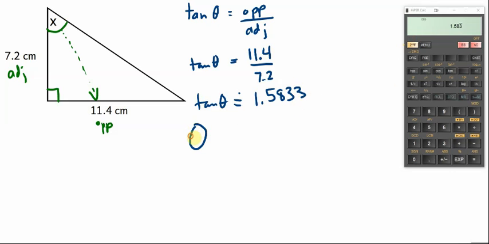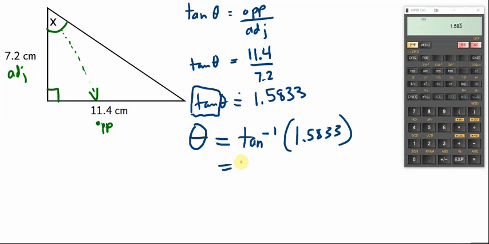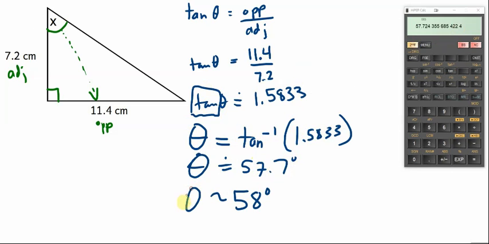I want to find the angle by itself. So we have to undo the tangent function by using second tangent of 1.5833, just in case you lost it on your calculator. Mine's on my screen, so I go second function of tangent and apply that to that number. So it suggests to me the angle that I've drawn here of x is about 57.7 degrees, or roughly 58 degrees.